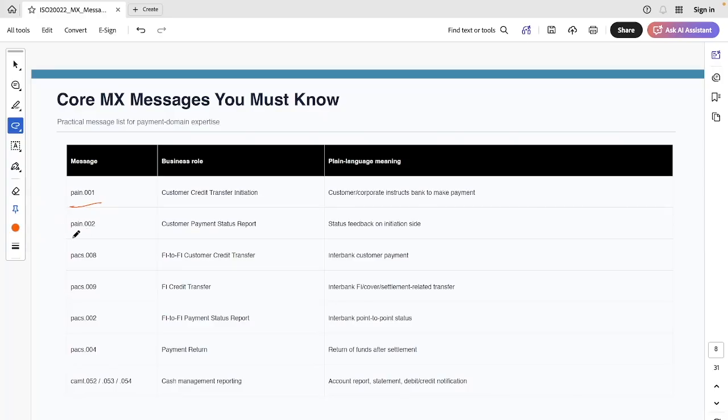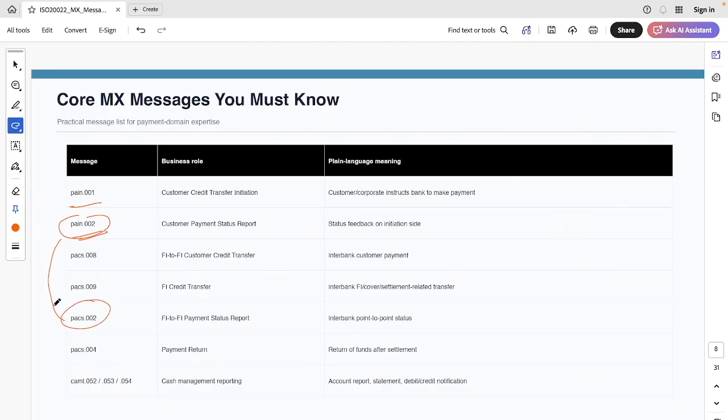Then we have the pain.002, which is the customer payment status report. It gives feedback on initiation side processing. For example, the file may be accepted, rejected, or partially accepted. An important point to note is pain.002 is not the same as pacs.002.